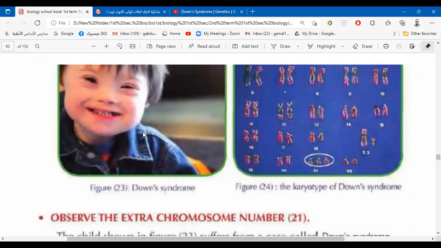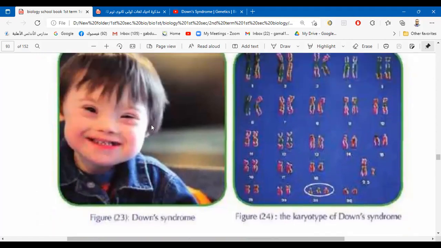As you see here, her face is not a normal face. The eyes are very narrow. The head is flat from the back and the face is round. The legs are very short and the person may be fat. The fingers are not long. And there is mental retardation.